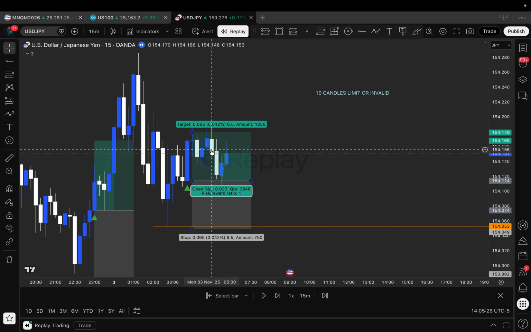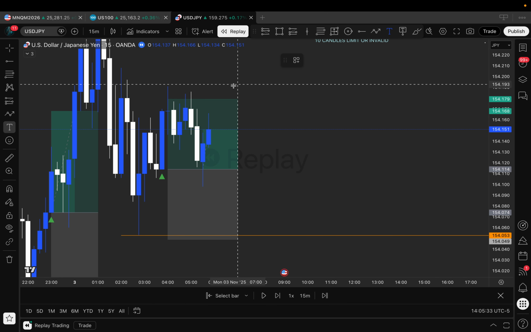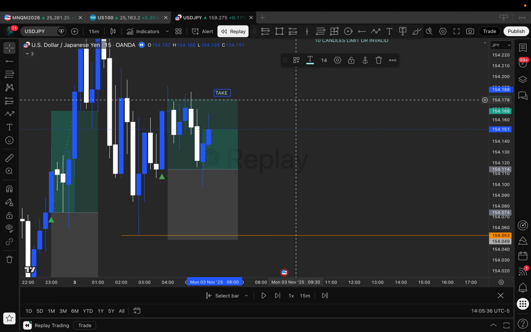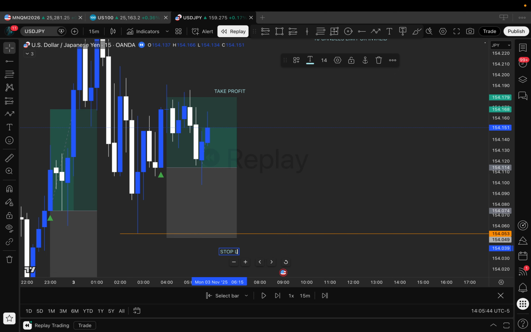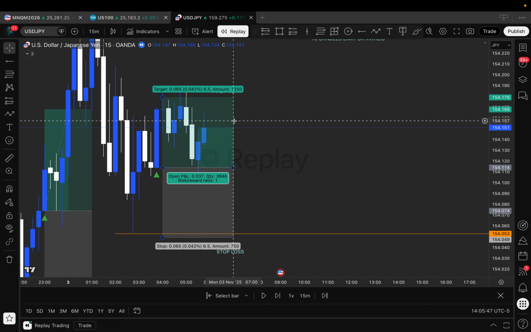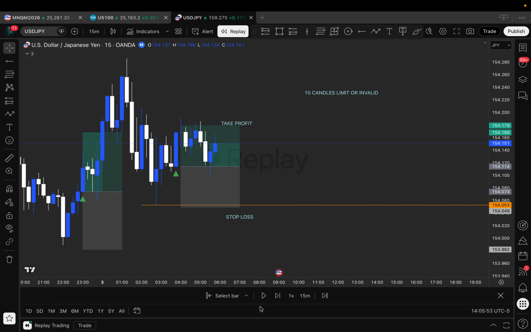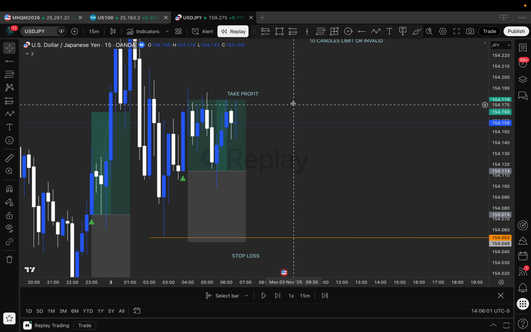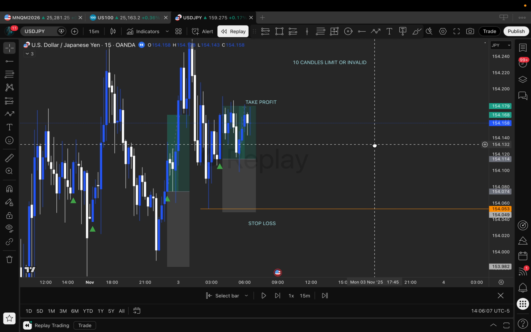Okay, let's go. One, two, three, four, five, six. Seventh candle takes our order, and this is take profit, and this is stop loss. The order is in place. We wait. Hit. TP hit. Take profit gets hit here, 1:1 on our first trade. One win, second win done.